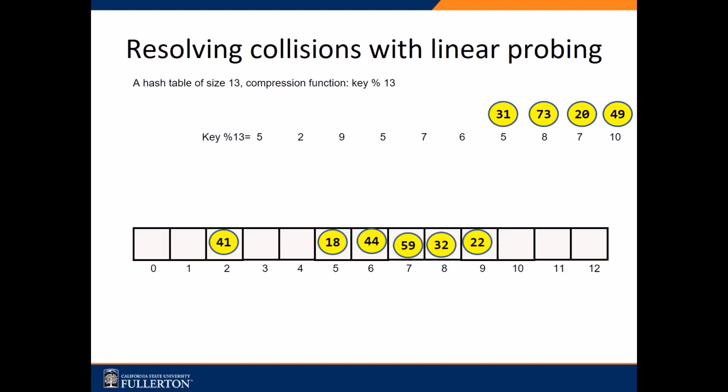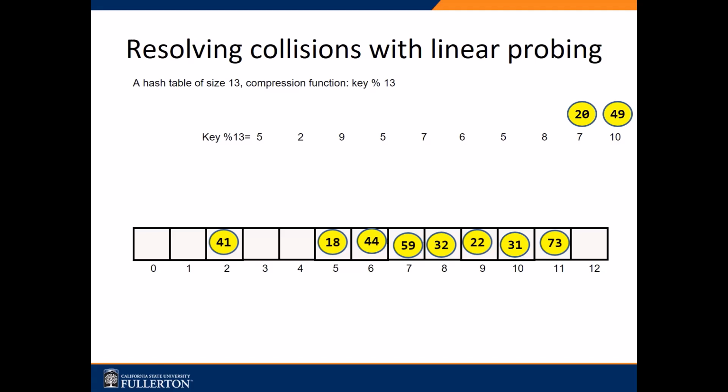Now let's insert key 31, which gets hashed to index 5. So we start probing from 5, and we'll keep going forward until we find an empty space. Next, let's insert key 73. 73 gets hashed to 8. So we start probing from 8 until we find an empty location. So one thing you'll notice is that as the hash table gets filled, the keys start bunching up. And this will become important later on when we analyze this performance.